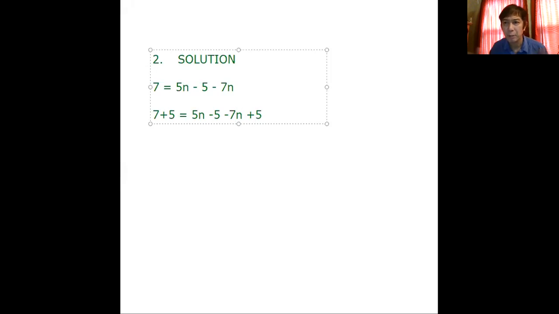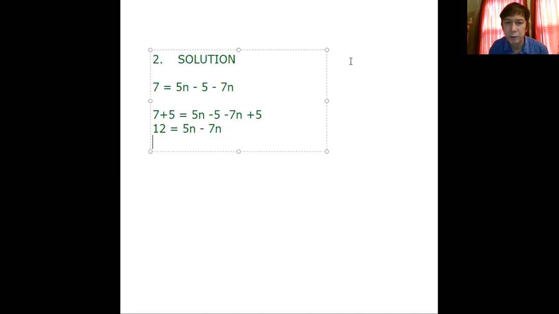Remember, an equation is always like a balance. So if you add something on one side of the balance, you also add the same amount on the other side. And that's what we just did over here. Now the left side becomes 12. And then what happens to the right side? You can now see a negative 5 and a positive 5. That will zero out. The right side will now be 5n and minus 7n. The negative 5 and the plus 5 is gone. Okay, it's 0.